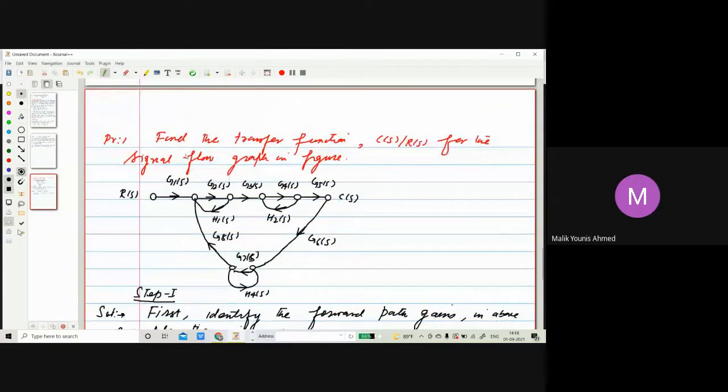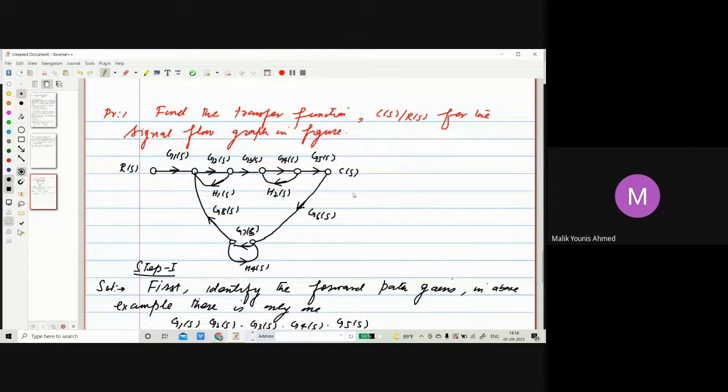ये तो ट्रांसफर फंक्शन है ना. This is a transfer function. किसके बराबर होता है? C of S by R of S. इसको ट्रांसफर फंक्शन मेन को G S से और फीडबैक है, इसमें कोई फर्क नहीं है. मेन जैसे हम करते हैं ना वहां पर, what you call it, in a block diagram reduction technique.